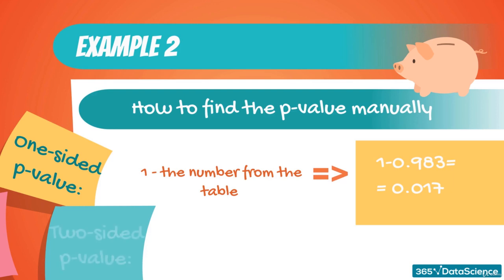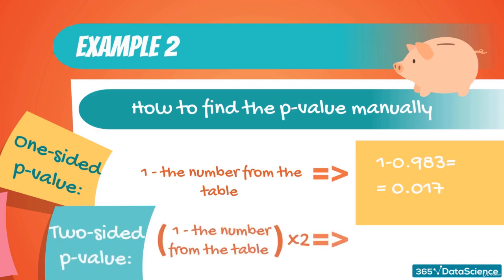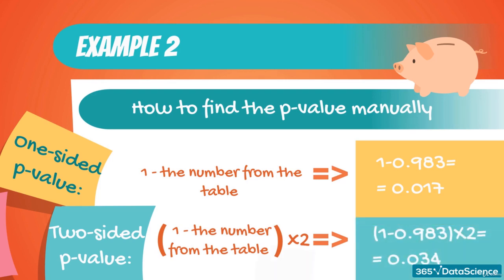The p-value for a two-sided test is equal to the number we see in the table multiplied by 2. Therefore, the p-value would be 0.034. This is also the answer to our question.